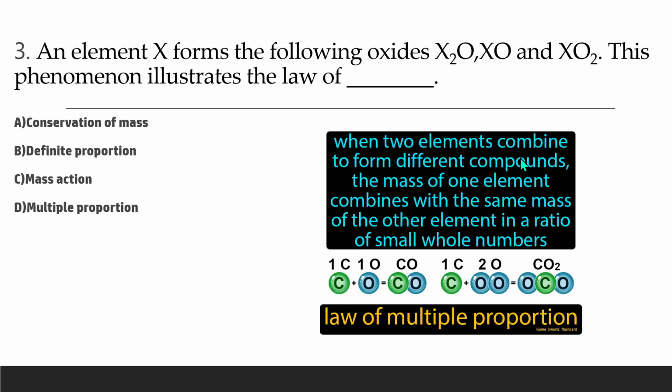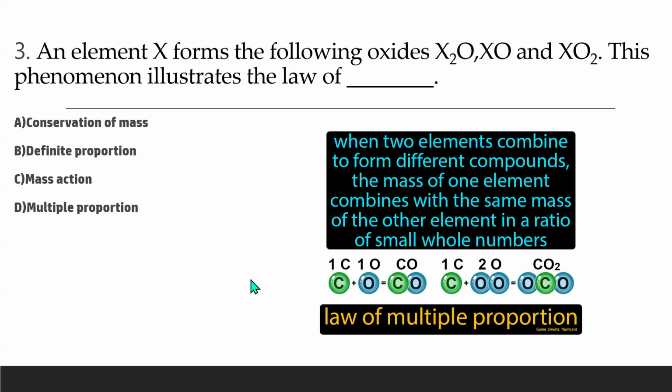to form different compounds, the mass of one element combined with the same mass of the other element is in a simple whole number ratio. So that is what happened. Like for example, this is carbon and oxygen. So we have 1 atom of carbon plus 1 atom of oxygen, which will give us 1 atom of CO. And of course here, 1 atom of carbon plus 2 atoms of oxygen give us CO2.